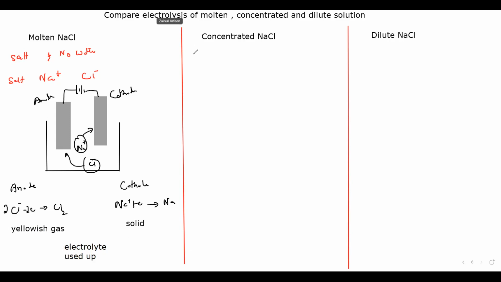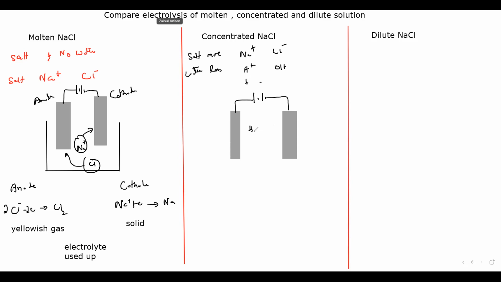But when we say we have concentrated, it means salt is more and water is less. So we have more sodium ion and chloride ion, and we have less H and OH ion. So when we are doing electrolysis, I'm just drawing the electrode. We have sodium ions, chloride ions, H plus and OH minus. For positive ion, we check the reactivity. So the less reactive hydrogen ion is attracted towards cathode. The hydrogen ions will take electron, turn into a hydrogen atom. When two hydrogen ions are there, they will take two electrons and turn into hydrogen gas.